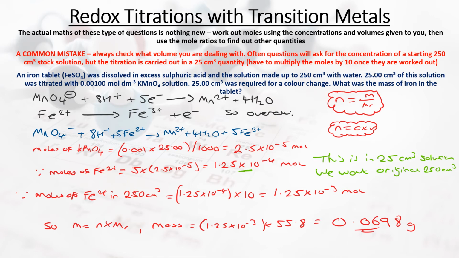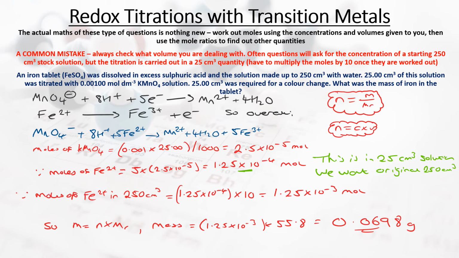So an example might be an iron tablet, which is mainly iron sulfate, FeSO4, was dissolved in excess sulfuric acid, and the solution made up to 250 centimetres cubed with water. So that's creating our stock solution. We've then taken 25 centimetres cubed of that stock solution, and that was what was titrated with a 0.001 mole per decimetre cubed potassium manganate solution. And we're told that exactly 25 centimetres cubed was required for a colour change. What was the mass of the iron in the tablet?